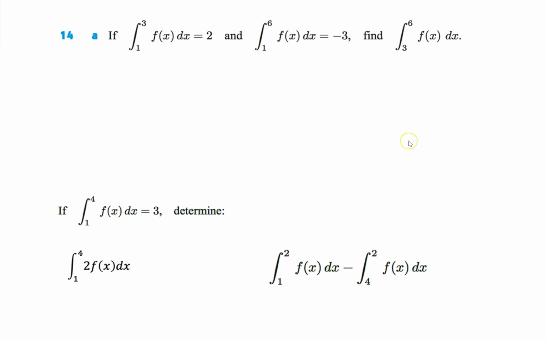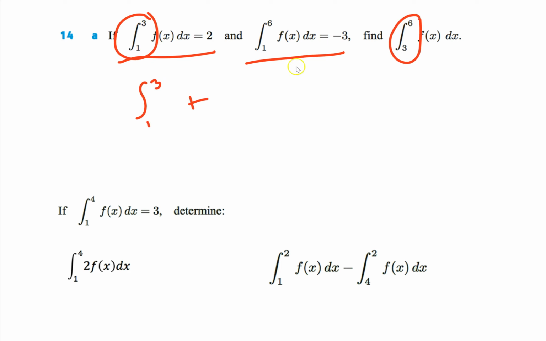So this is the first one. If the integral from 1 to 3 is 2, they tell you the integral from 1 to 6 is -3. Find 3 to 6. So they gave me 1 to 3, 1 to 6, and now I have to find 3 to 6. It's kind of like a jigsaw puzzle. How do these connect? Well, if I go 1 to 3 plus 3 to 6, isn't that going to equal 1 to 6? So the integral from 1 to 3 plus the integral from 3 to 6 should equal the integral from 1 to 6, because these are just different areas.